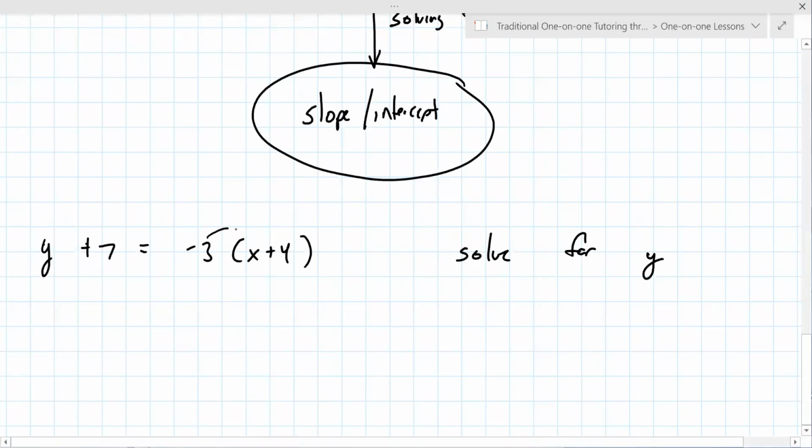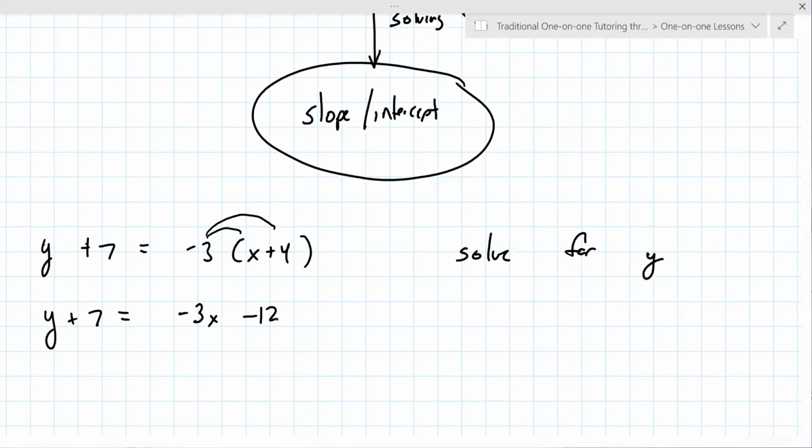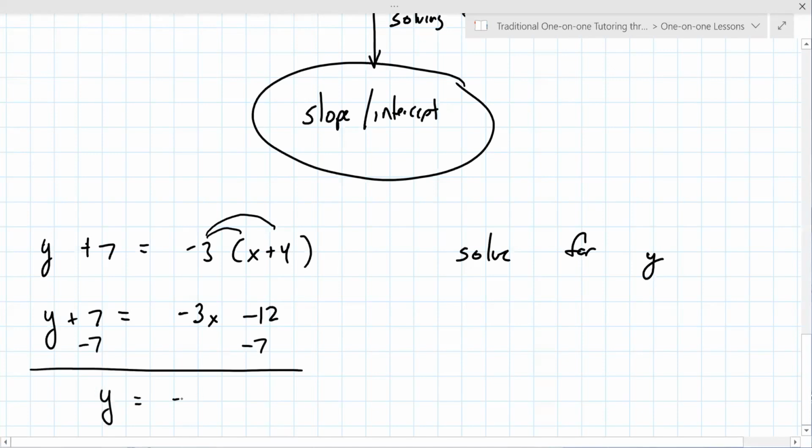So to do this, you're going to distribute this negative 3 to both terms. You have to distribute it to both. It's not like a choice. It's a both. Minus 3x minus 12. So then what do I do after it becomes that? So you're trying to isolate y. Solving for y means getting y alone. Okay. So we're going to subtract 7 from both sides. So y equals minus 3x minus 19.